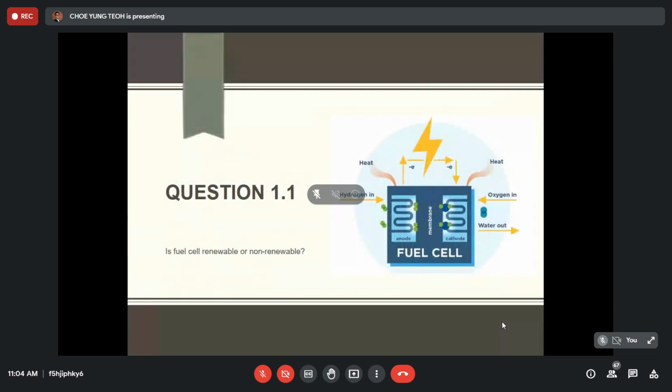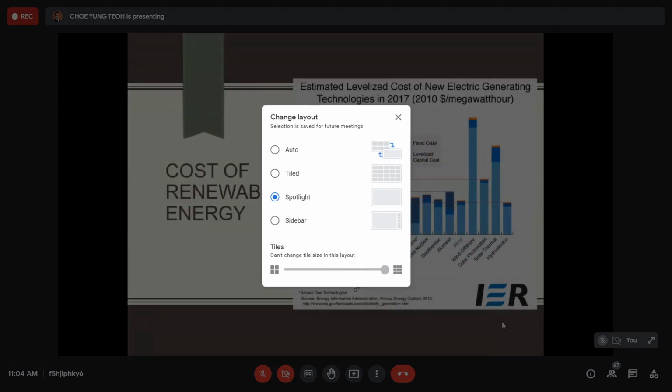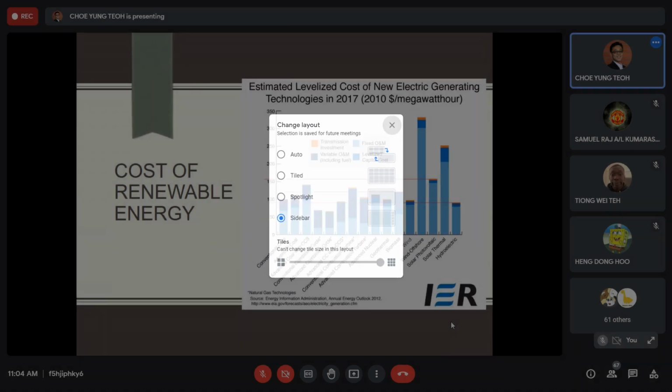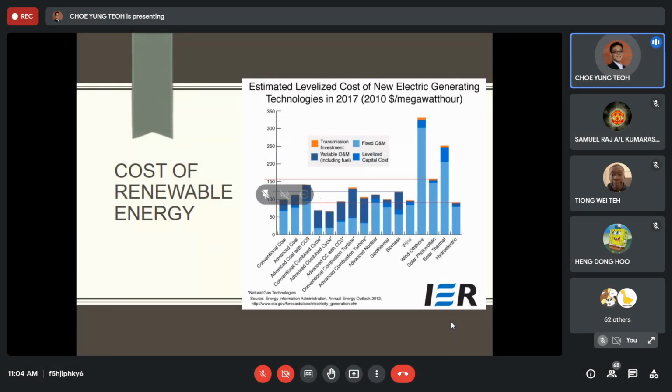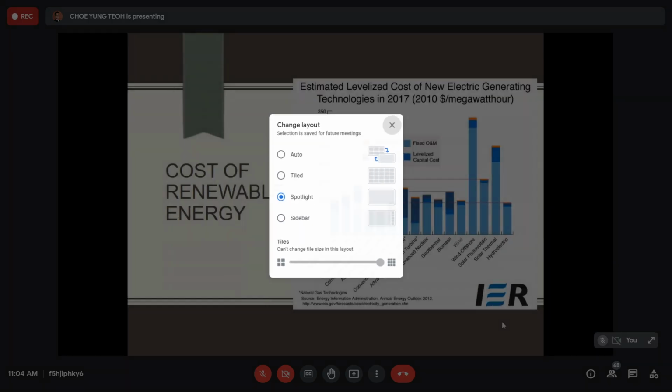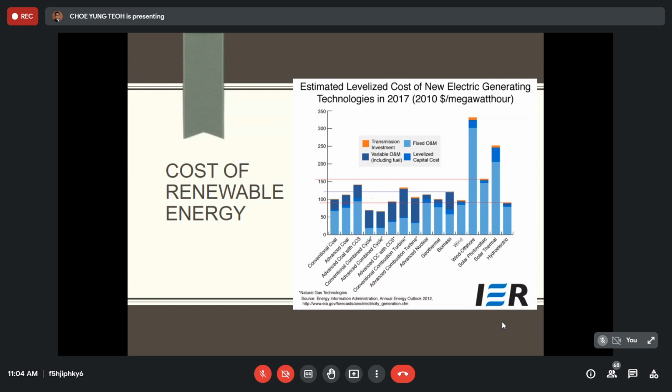Okay, and then we have this question to yourself. Then we should be here. So this is the cost of renewable energy, of course compared with the cost of fossil fuels. Here we call it the estimated average cost for new electric generation technology in the year 2017, because I cannot get the latest one. This should be the latest already, so it's not much different.